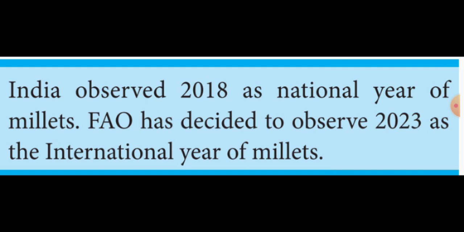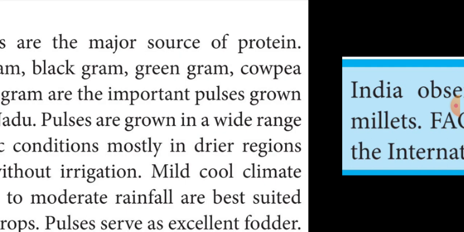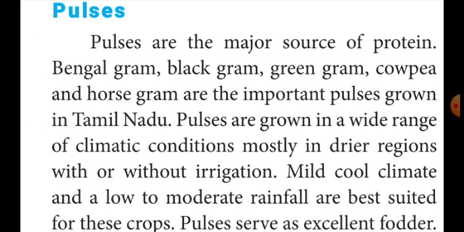Then the third important crop is pulses. It is also one of the major crops in Tamil Nadu. Pulses have more protein content. Some of the important pulses are Bengal gram, black gram, green gram, cowpea, horse gram. These are the important pulses grown in Tamil Nadu.